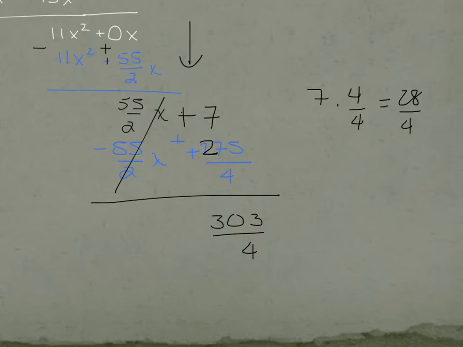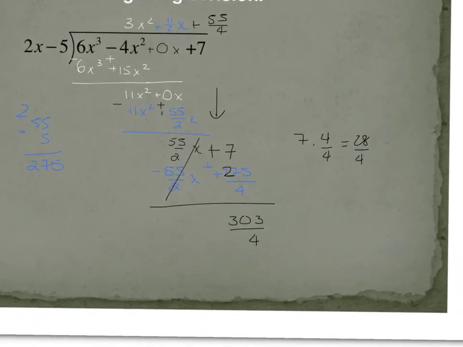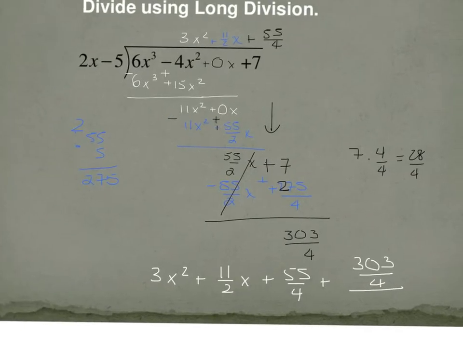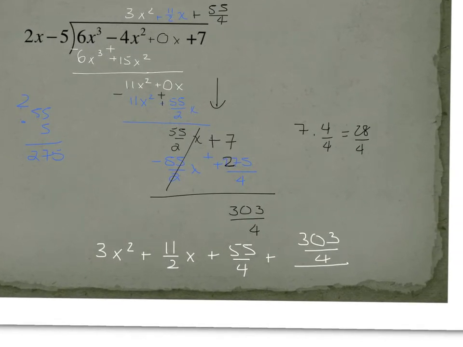Okay, and now I'm going to express my solution the way I would like the previous examples, with this as a remainder. Be careful when you do that. It should look like this. Because it's a fraction, I have 3x squared plus 11 over 2x plus 55 over 4 plus our remainder, which is 303 over 4 over what we were dividing by, which is 2x minus 5. But I don't express it like that. I have to do keep, change, flip, and simplify this.